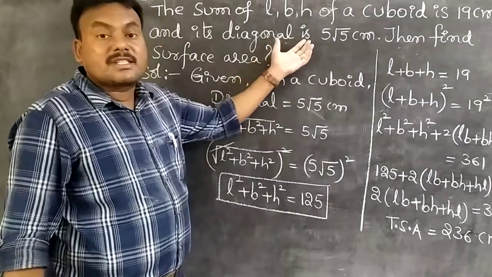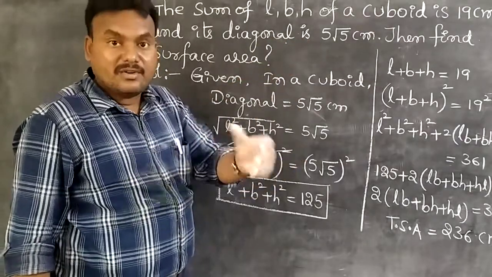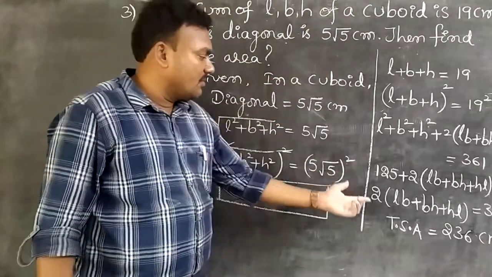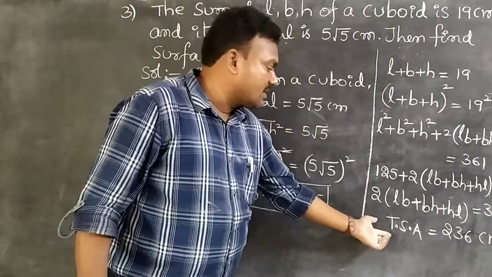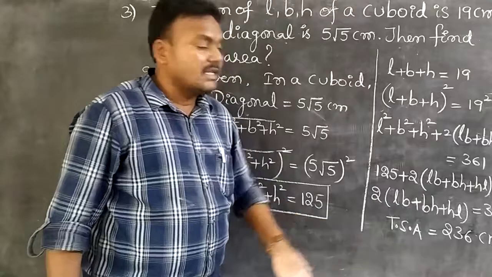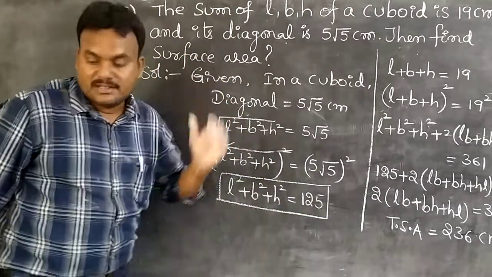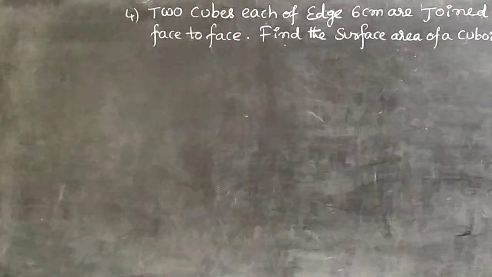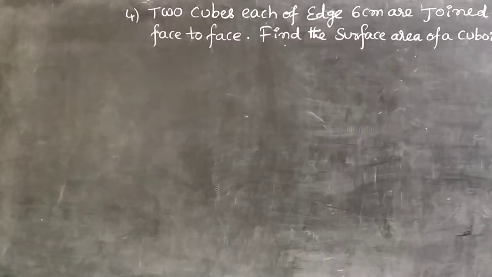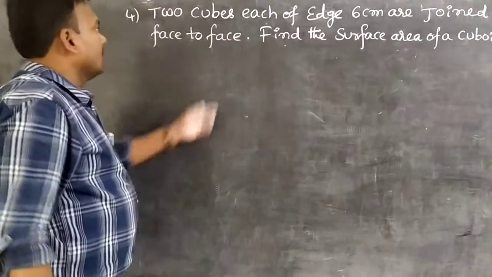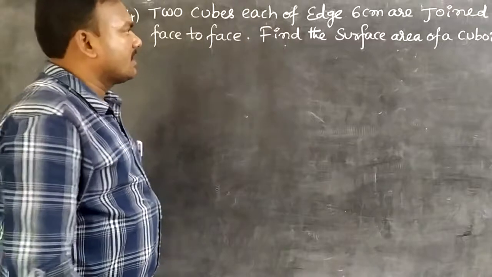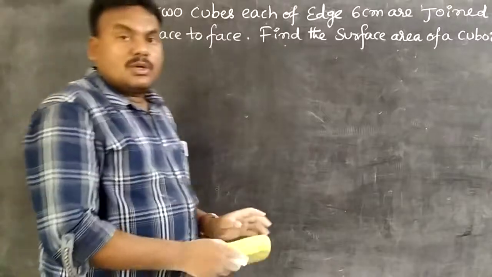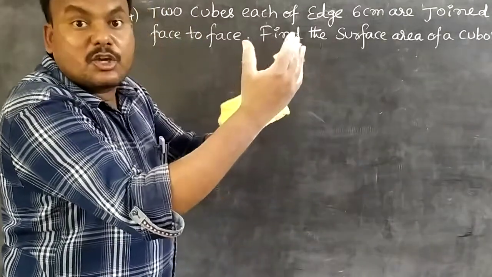So first analyze the problem carefully. Then see what is given and what we have to find, observe, and then approaching the solution, we can get the result finally. This is the total surface area of the cuboid, equal to 236 square centimeters, students. So observe the fourth problem. Two cubes each of edge 6 centimeters are joined face to face. Find the surface area of the cuboid. So when two cubes are joined face to face, automatically a cuboid is formed.